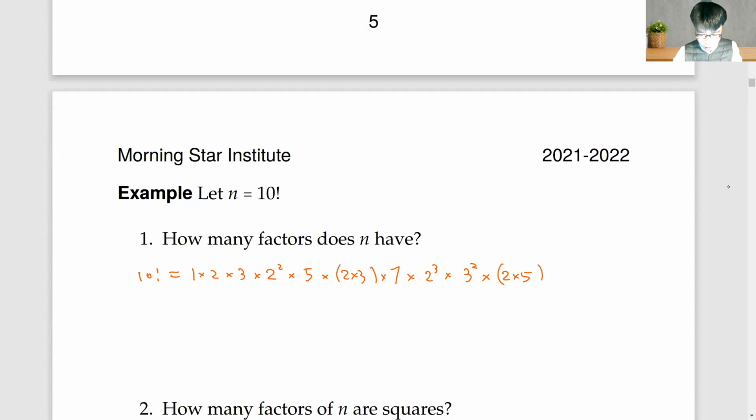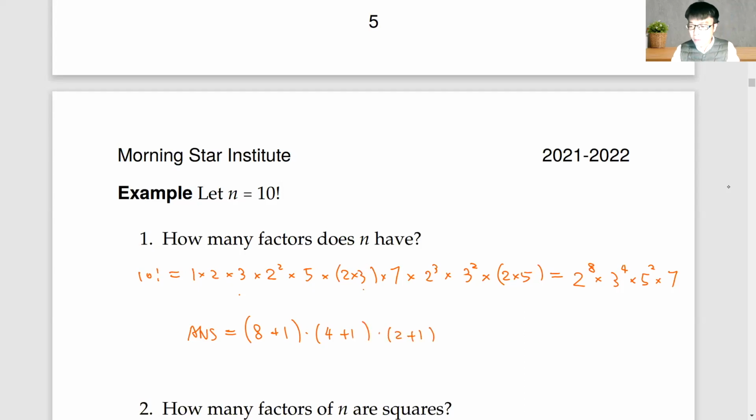Let's combine like terms. So finally, there are totally 8 twos. 1, 2, 3, 4, and so on, there are 8 twos. And there are 4 threes. And there are 2 fives. And there's only 1 seven. This is the prime factorization of 10 factorial. Now we just apply our formula. How many factors does n have? It is just (8 plus 1) times (4 plus 1) times (2 plus 1). There's only 1 seven, so the exponent corresponds to 1. So times (1 plus 1), and you just multiply, you get 270. So there are 270 factors of n.